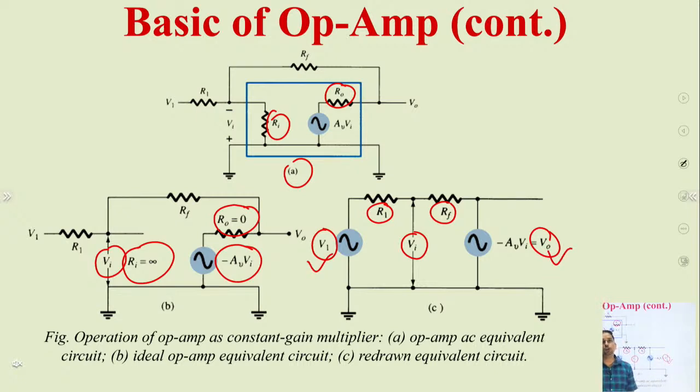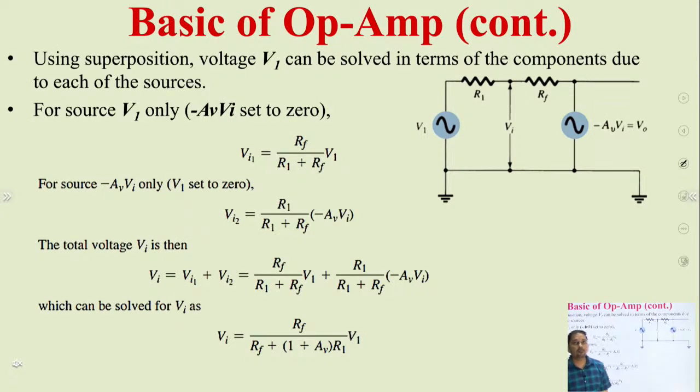So we'll use the superposition theorem. Why am I using the superposition theorem? Because if a circuit has multiple sources, more than one source, then we can use superposition, and the overall response of the circuit can be obtained by applying the individual excitation or individual input.